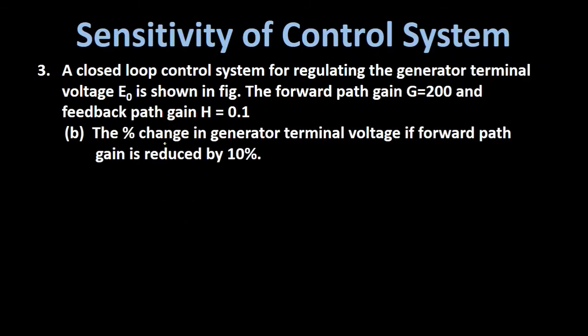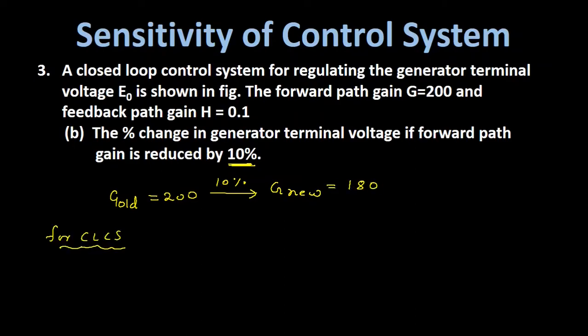Now we will solve the B part. We have to find the percentage change in the generator terminal voltage if the forward path gain is reduced by 10%. Old value of forward path gain is equal to 200. Now we have seen a 10% decrease in this value. That means the new value of the forward path gain will be 180. Here it is given that we have to find out the percentage change in the generator terminal voltage if the forward path gain is reduced by 10%.